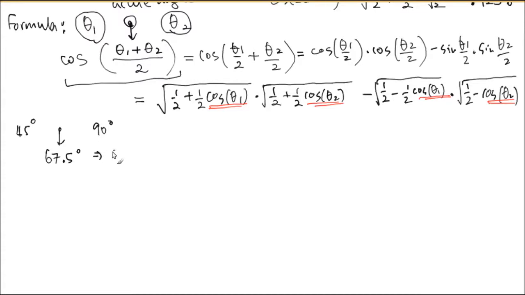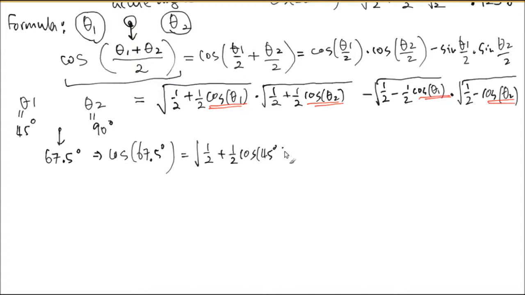So we're asking, what is the cosine of 67.5 degree? That is, theta 1 is 45 and theta 2 is 90 degree, right? So you apply the formula here. 1/2 cosine of theta 1, which is 45 degree, plus 1/2 cosine of 90 degree. Remember the value of cosine 90 degree?